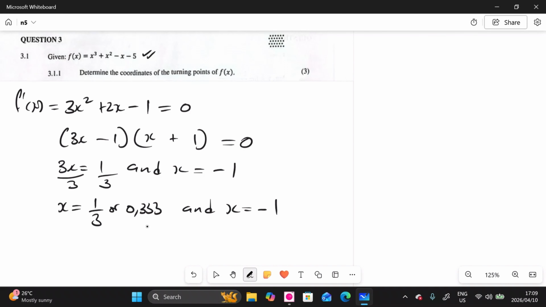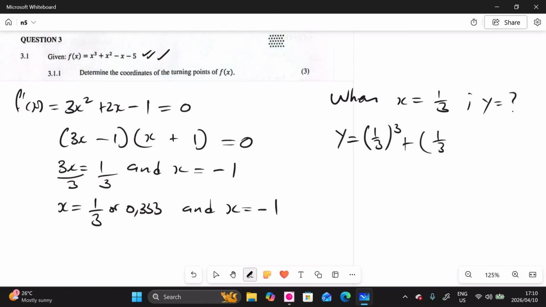Now it's time for us to find the y coordinates of the turning point. I'm going to do it here on the right. When x is equal to 1 over 3, we need to find out what y is. To find the y coordinate, you need to substitute the x value into the original equation, f of x. So y is equal to: wherever there is x, we substitute 1 over 3. We have 1 over 3 to the power of 3, plus 1 over 3 squared, minus 1 over 3, minus 5.